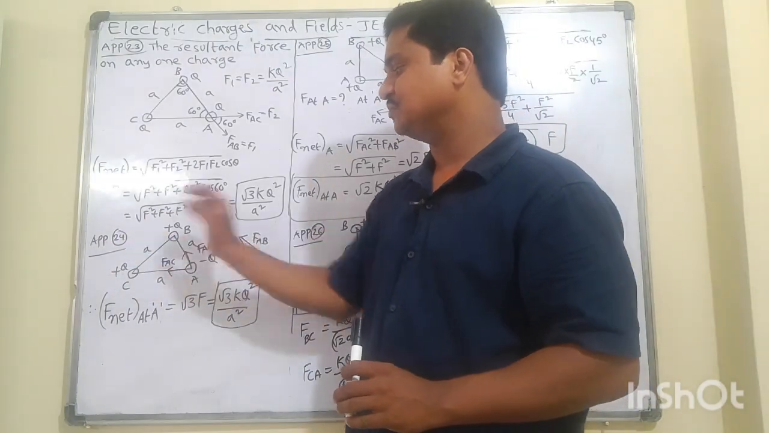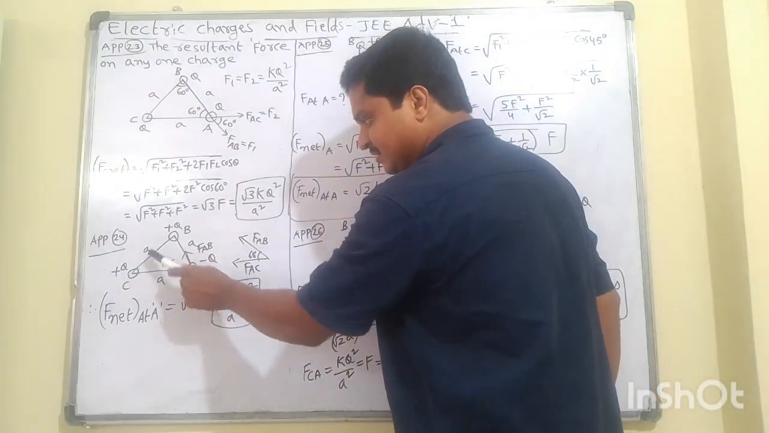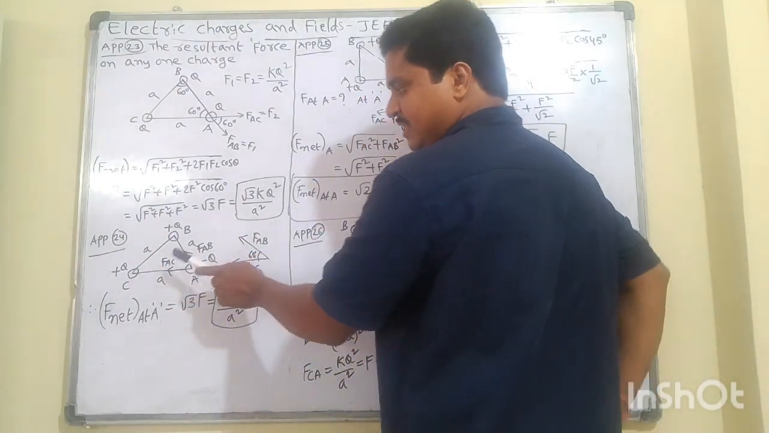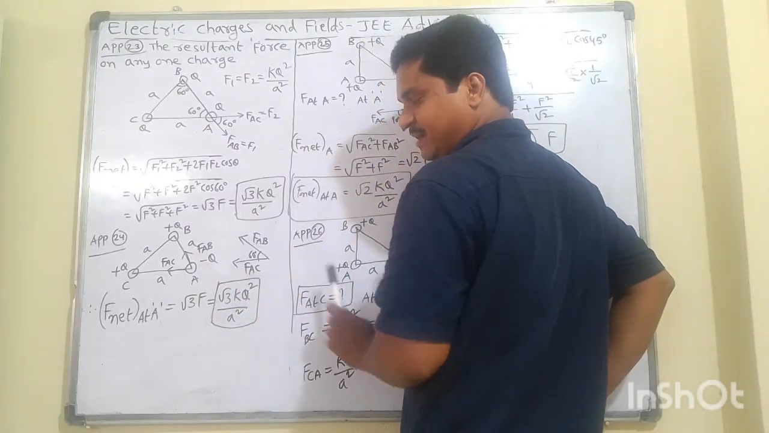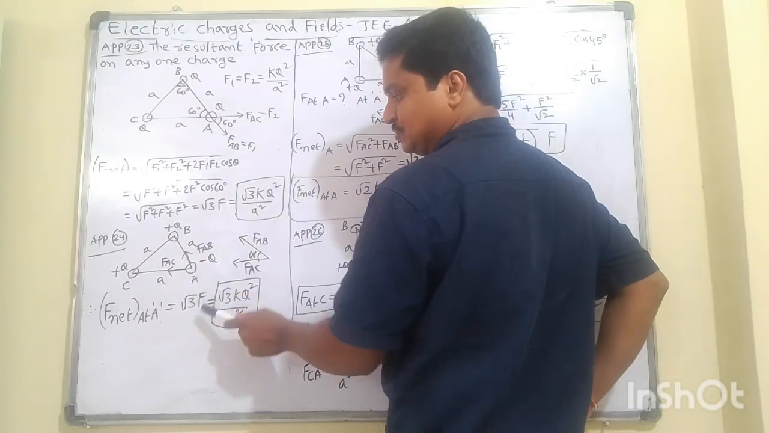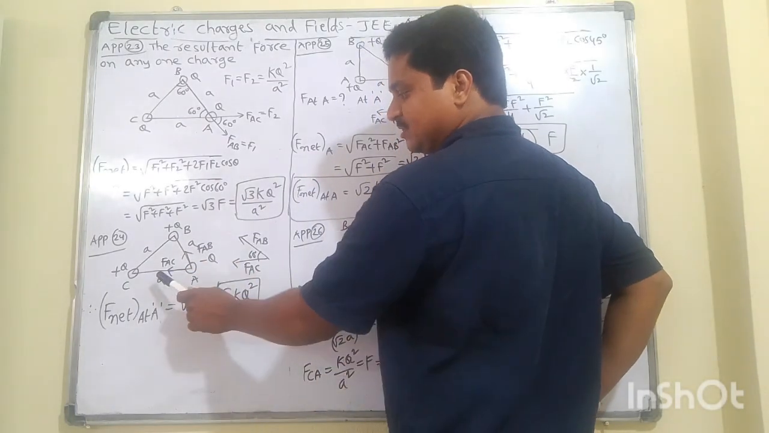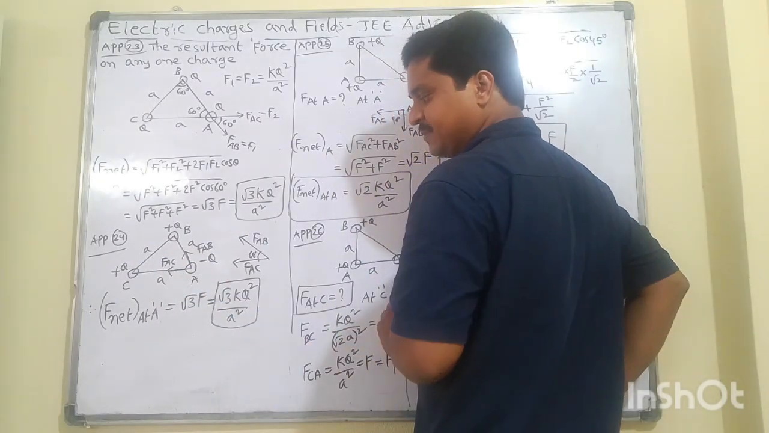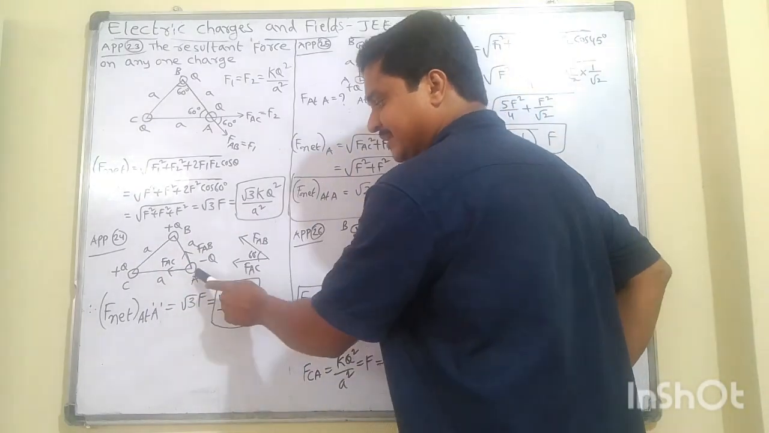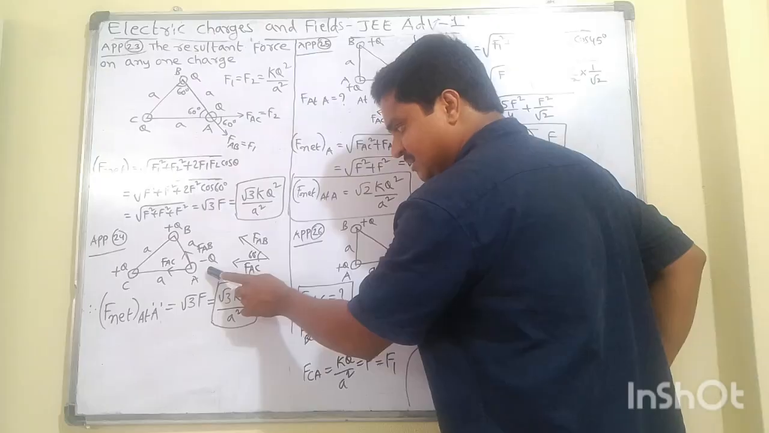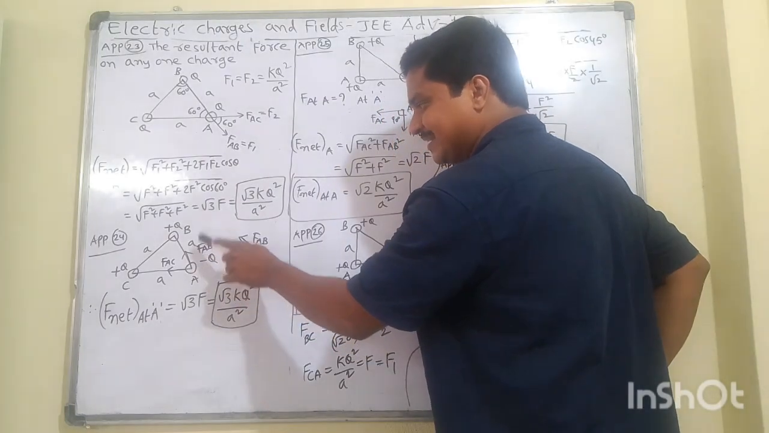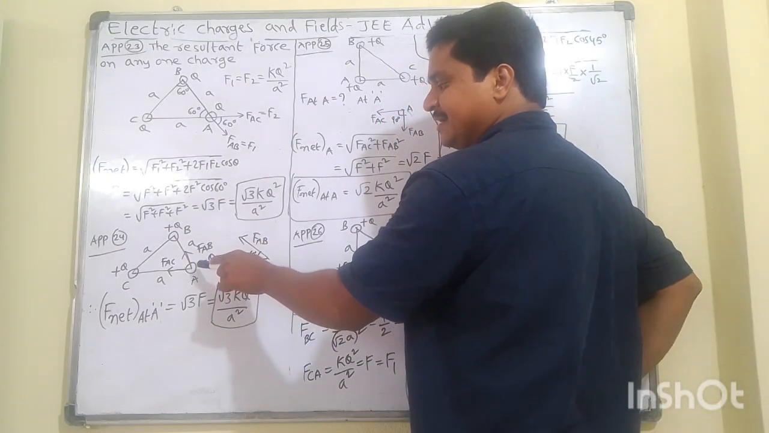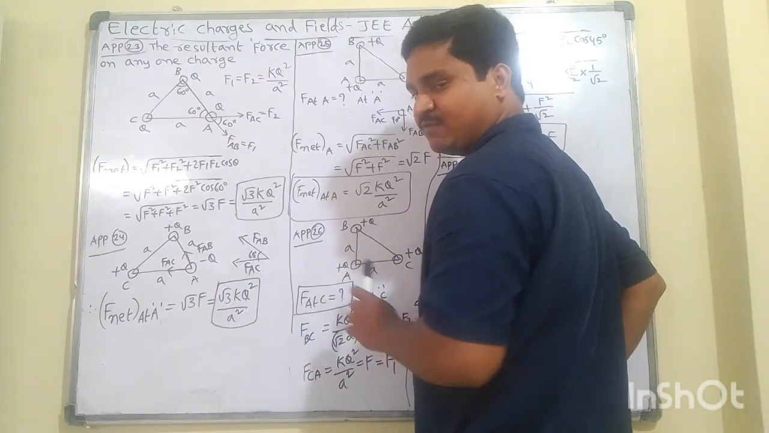Coming to the next application, 24. Again I am taking the equilateral triangle, and at A I am taking the negative charge minus q, at B a positive charge, and at C a positive charge. So the distance will be the same, a and a. Here I want to find out the net force at A, that is, how much force is exerted on the negative charge because of B and C.